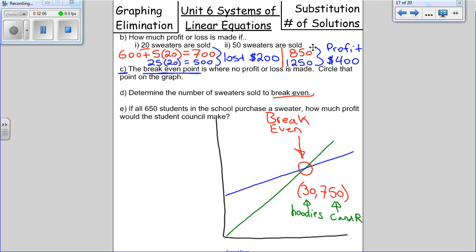They'll always word the problem so that you need to know which one of these to answer. So if you look at your question, it says, determine the number of sweaters sold to break even. The number of sweaters needed to be sold would be 30. 30 hoodies sold would break even. Anything more than 30 sweaters, I make a profit. Anything less than 30 sweaters, I lose money.